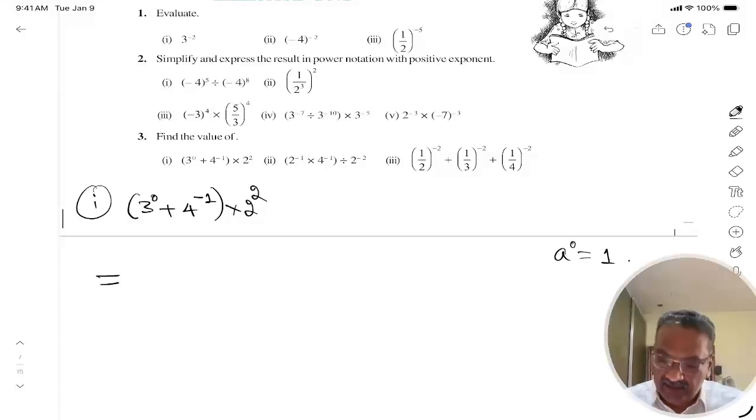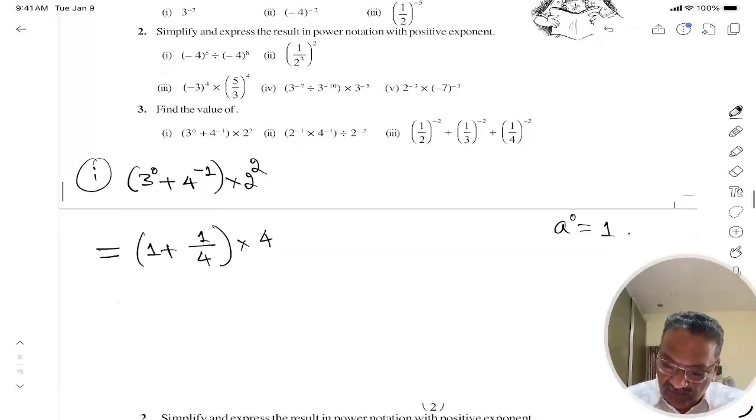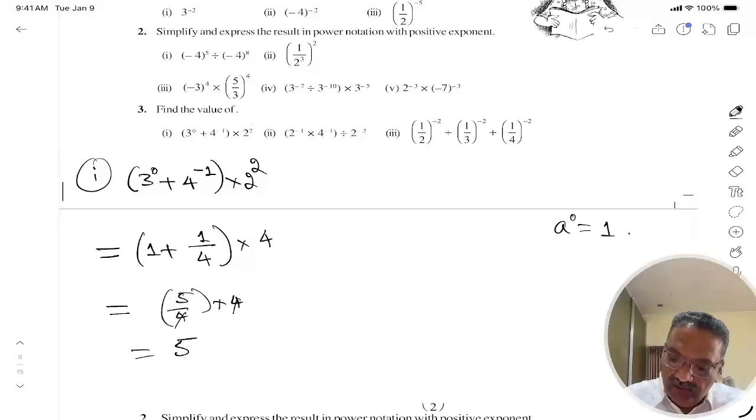A can be anything. So this becomes 1 plus 4 to the power of minus 1 is 1 by 4 into 2 square is 2 into 2 is 4. So this is equal to 1 plus 1 by 4 is 5 by 4 into 4. 4 and 4 cancel. This becomes 5. So the answer to this is 5.